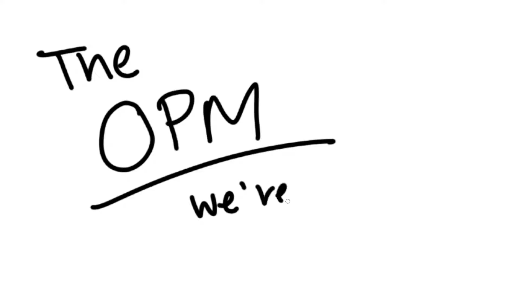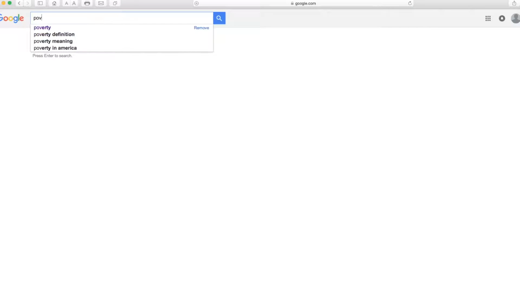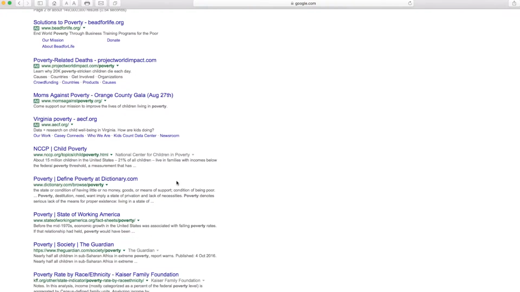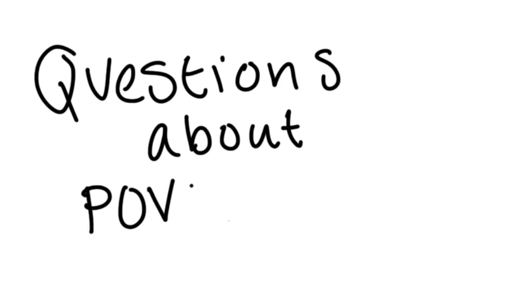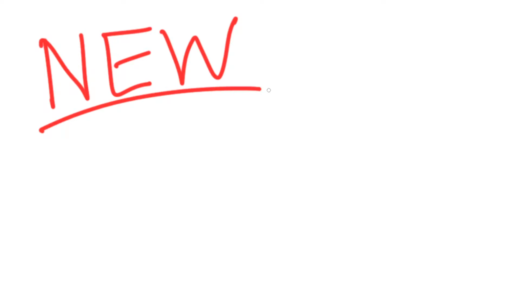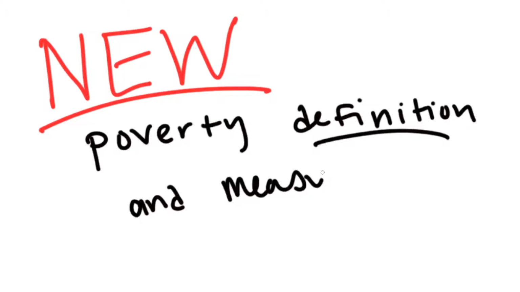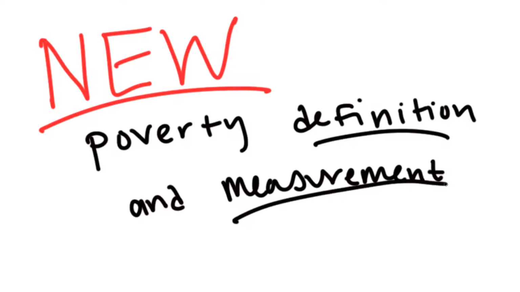The OPM. We're over it. Poverty. What is it? Who is in it? And how does it look from country to country? These are just a few questions people begin to ask themselves when thinking about ways to alleviate poverty. We'll give a history of common poverty definitions and measures of poverty and show why they are insufficient, while introducing a model that we think will be more conducive to helping those in need.